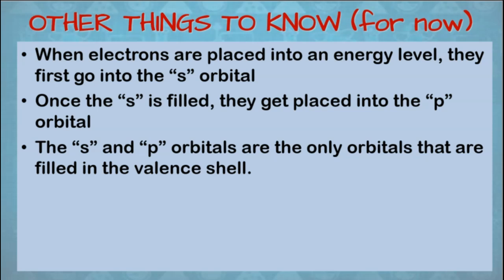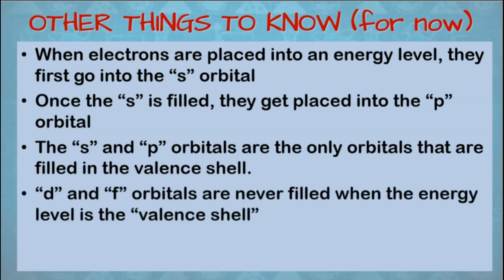Right, so here again is that statement. The S and P orbitals are the only orbitals that are filled in the valence shell. The D and F's are referred to as inner electrons because they're never ever going to be filled when the energy level is at the valence shell. And you don't understand this yet, and it's okay. All right, but the only 2 that are ever going to get placed in the valence shell are the S's and the P's.